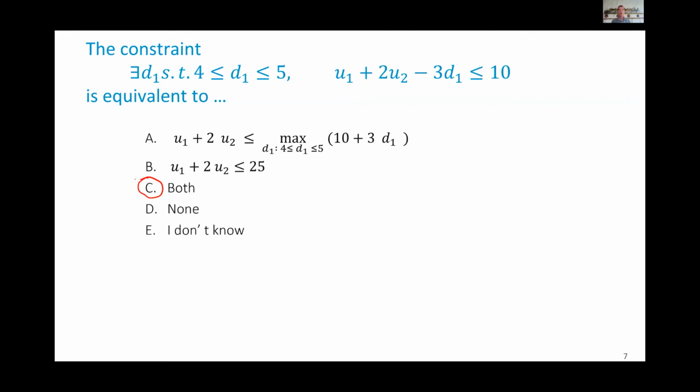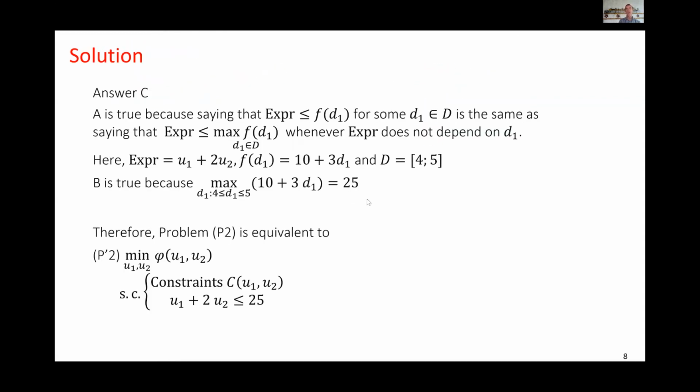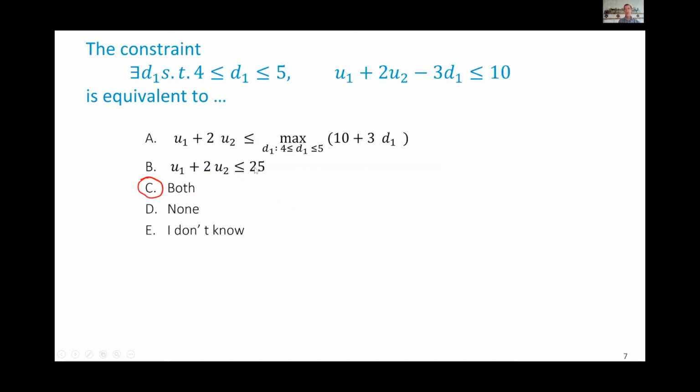For the same reason as before, except now when we say there exists a D such that, that means U1 plus U2 is less than the value of this quantity for one of those things. So saying that an expression is less than f of D1 for at least one is the same as saying it's less than the max. So that's simple but important. So here it means we can simply get rid of the constraint by expressing an optimization problem, which is the max here. And here what I've done is simply to solve this optimization problem, and we find 25.